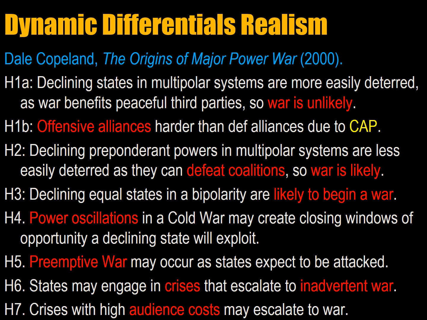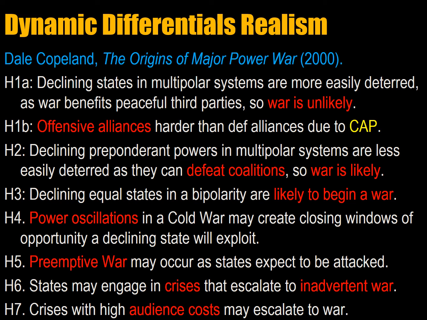Hypothesis 2. Declining preponderant powers in multipolar systems are less easily deterred as they can defeat coalitions. So war is likely. So the US is in decline, but it can defeat a collection of opposing states. So war is likely. Hypothesis 3. Declining equal states in a bipolarity are likely to begin a war. So if you have two states and it's bipolar, and that's the US and China, then war is likely.